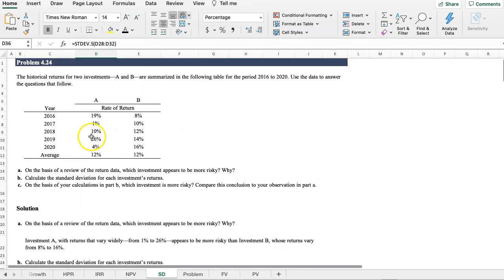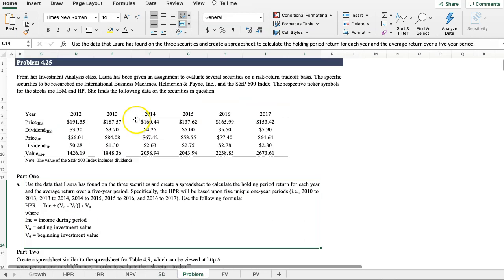Okay. So let's move into this problem. This is a little bit more complex of a problem here. Okay, so in this problem, we have some information here. We have 2012 to 2017. We have the stock price, the dividend. This is for IBM, and for HP, we have the stock price and the dividend, and then we have the value of the S&P 500.